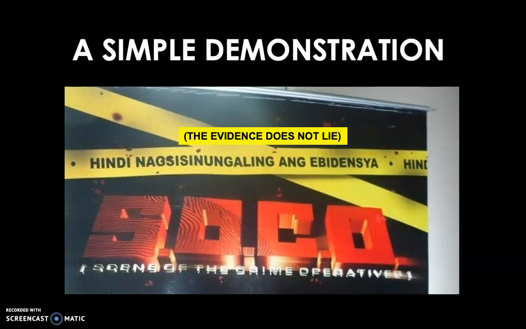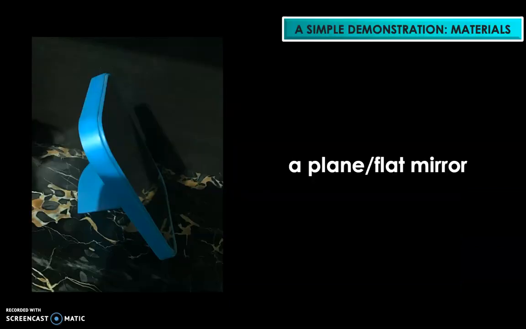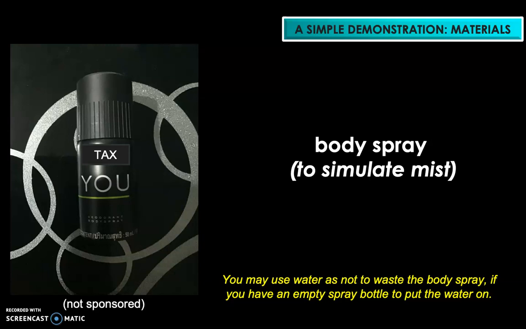So I'd like to start by showing you a simple demonstration that I did at home, and it's composed of just very simple materials we readily have at home. So first one is a plain mirror, a laser pointer, and then a body spray to simulate mist. You may also use water instead of the actual body spray. Now, because this is a very simple experiment with no appreciable hazard, you may actually try this at home.